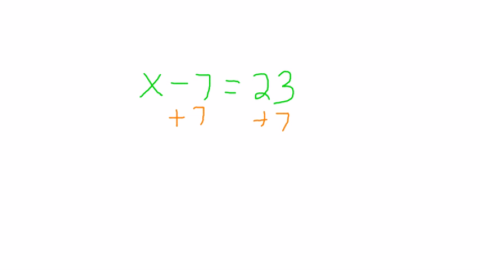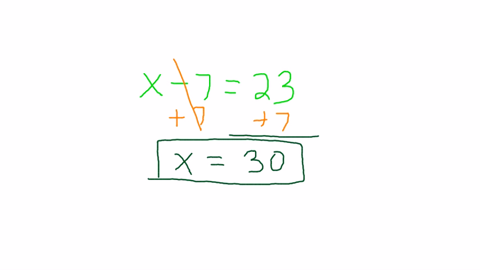Negative 7 and positive 7 has a value of 0, so I can cross those out. I am left with x equals 23 plus 7 is 30. And of course, we are going to take our solution, plug it back into our equation to make sure it checks out. 30 minus 7 is 23. 23 equals 23.